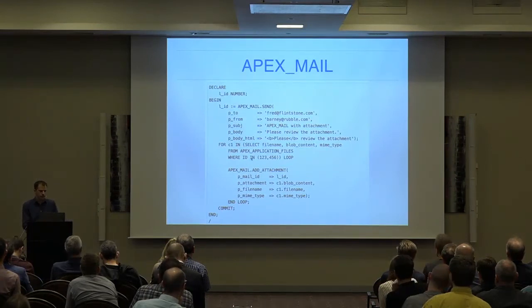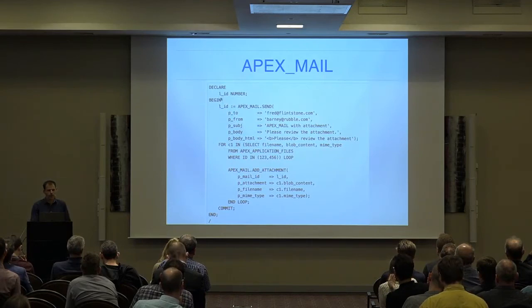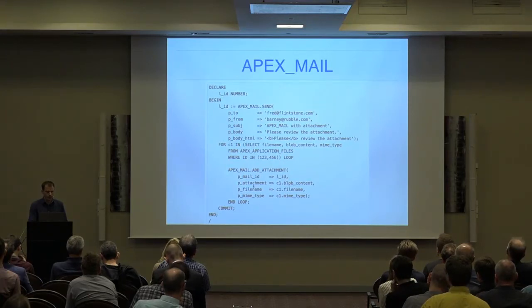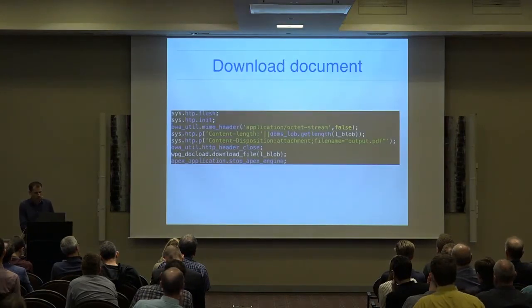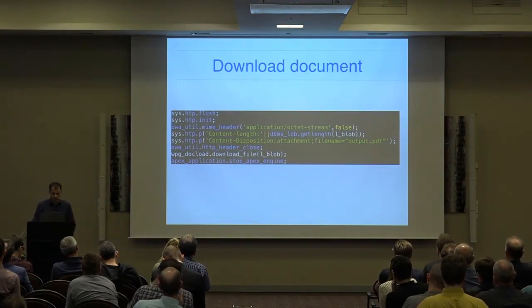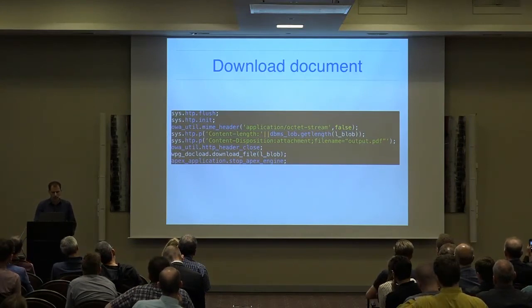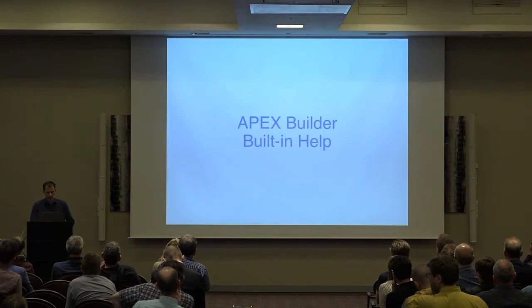apex_mail.send, it's logical: p_to, p_from, p_subject, p_body, and p_body_html. But then if you want to do attachments, you have to use a number here or a variable, so you can reference the variable whenever you do an attachment, and this is what I forget. Attachment is the blob, the file name, and the MIME type. This is to download the document. So I want to download a PDF, I don't want to download an image. This is the code for that.